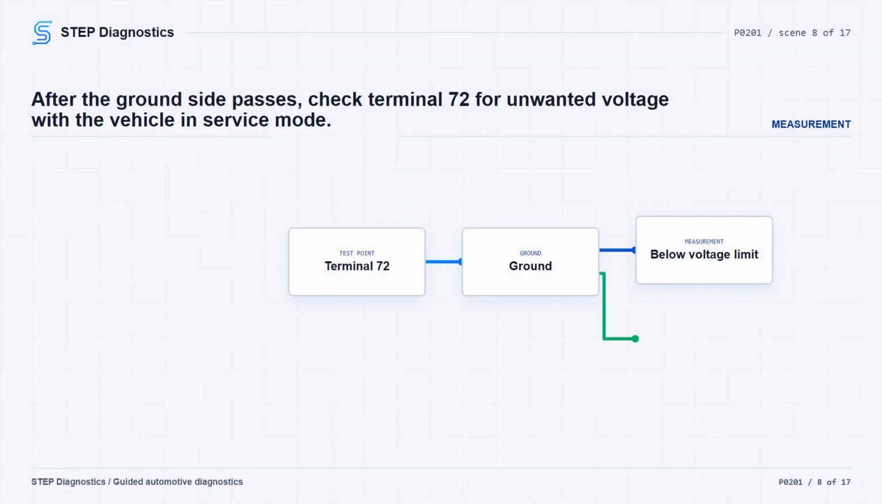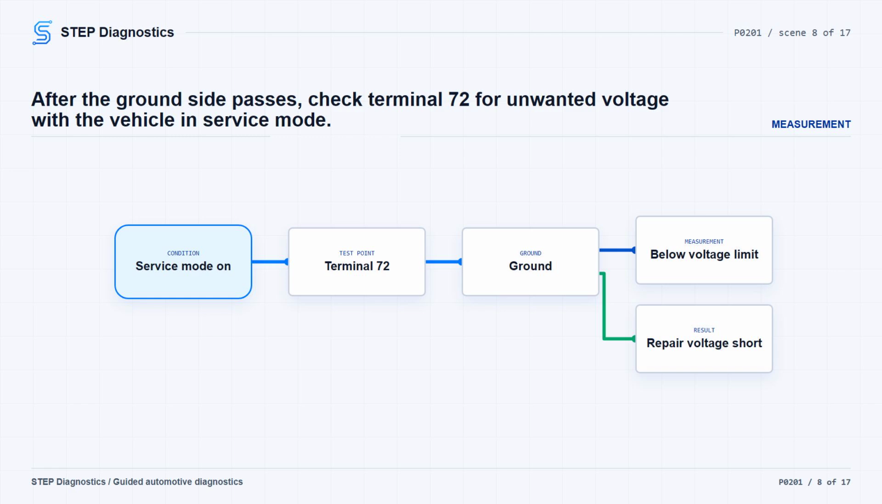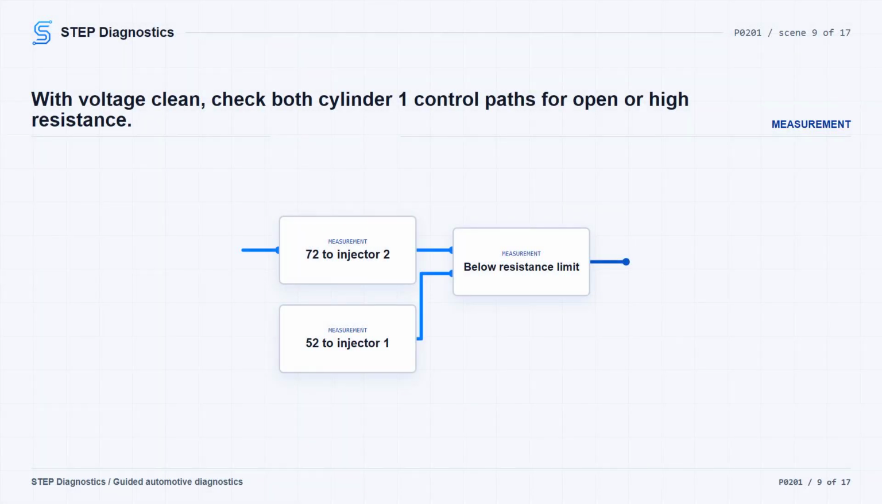If the first ground check is clean, turn the ignition on with the vehicle in service mode and test terminal 72 to ground for less than 1 volt. If you find 1 volt or greater, disconnect the cylinder 1 injector and retest terminal 72 at the control module harness. If 1 volt or greater remains, repair the short to voltage on that circuit. If it drops to less than 1 volt with the injector disconnected, repair the short to voltage on the corresponding terminal 52 circuit. If the voltage check passes, turn the ignition and vehicle off.